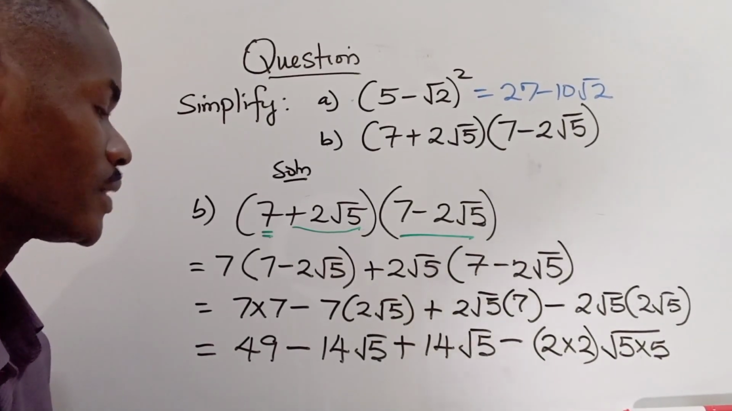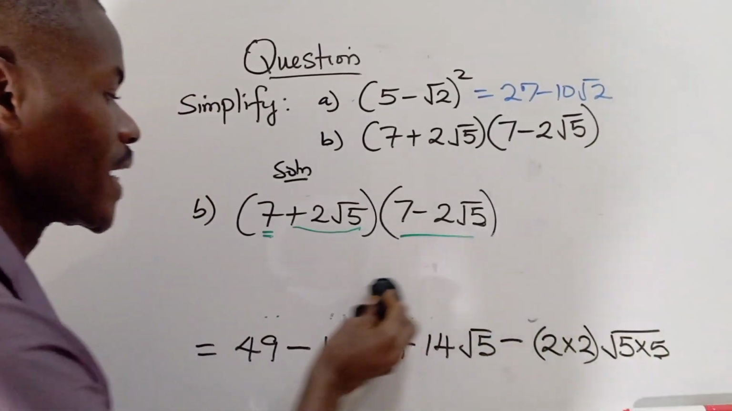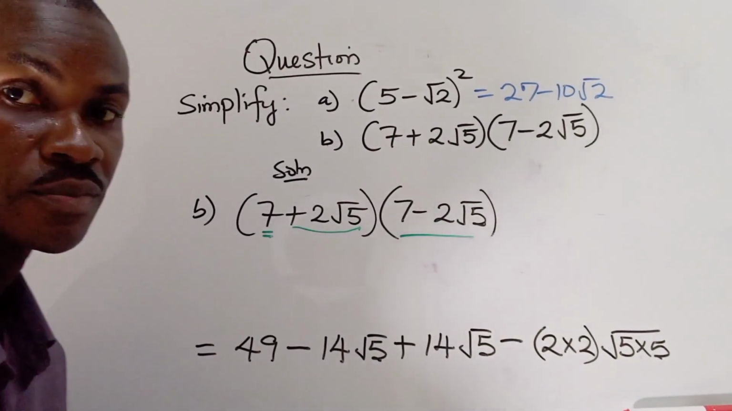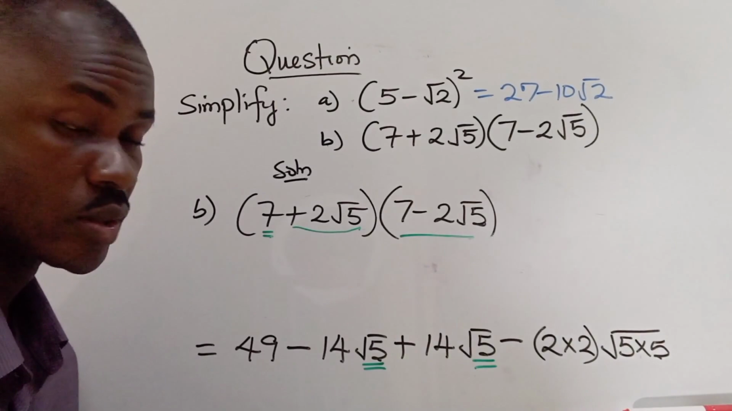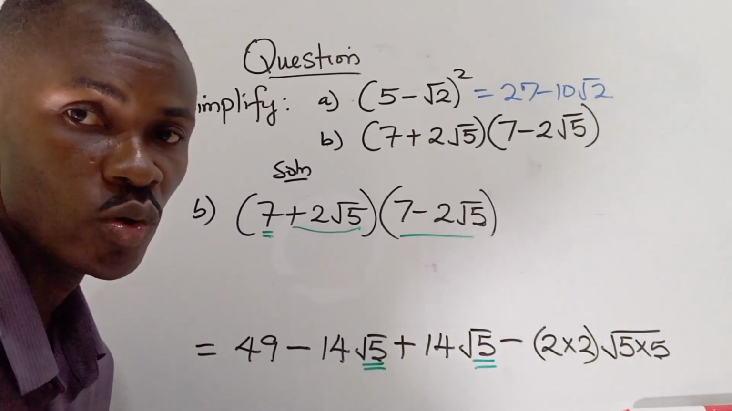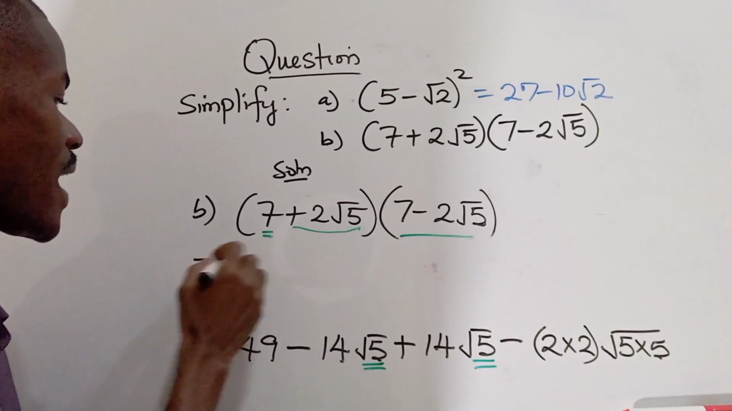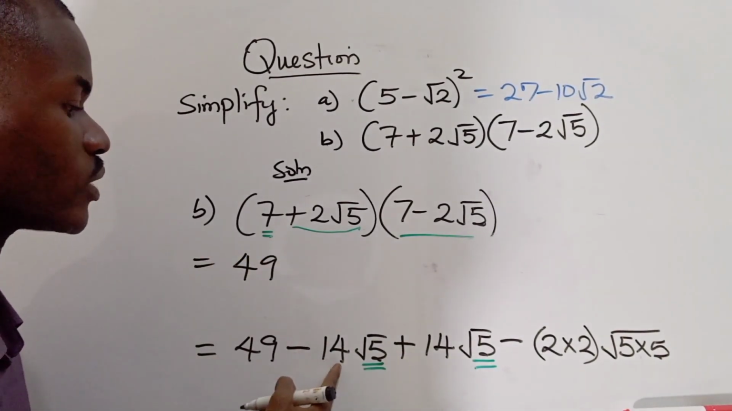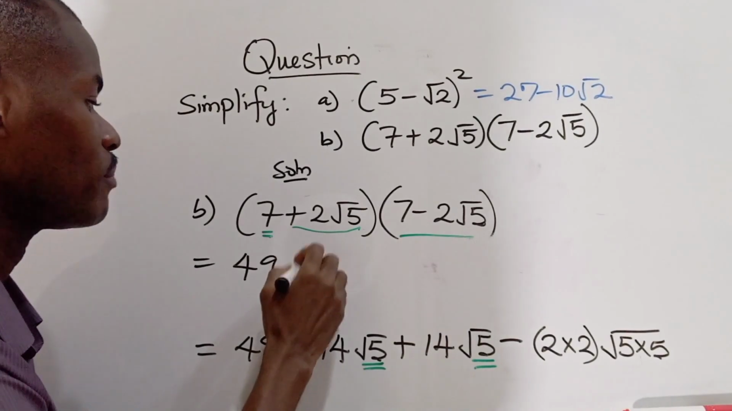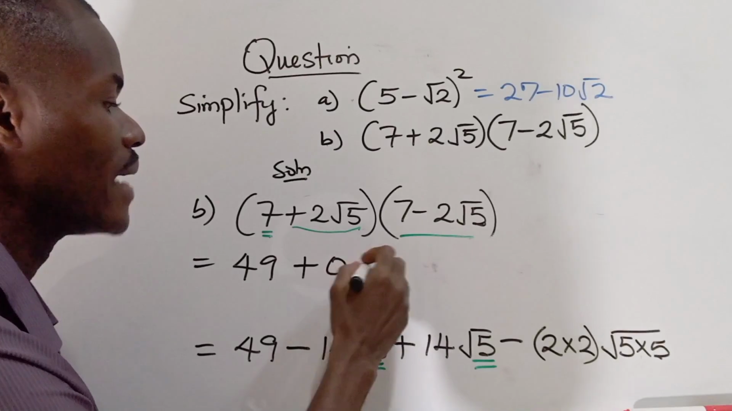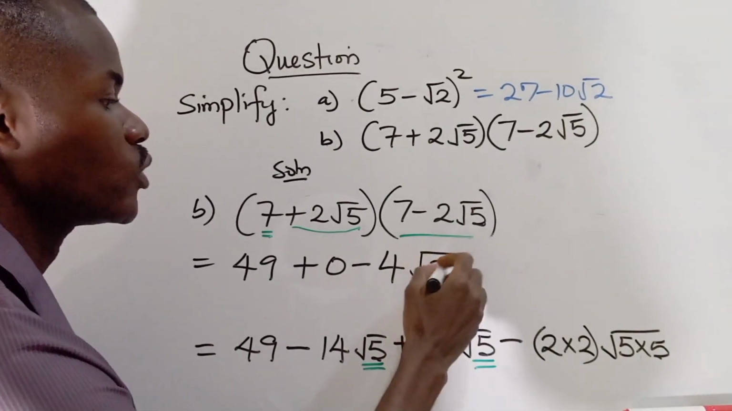We can now solve further. We can observe something in the middle here. What can we observe? We can see that this and this are the same, so we can apply the basic rule of sort. We can actually add or subtract this. So we have our 49. Now minus 14 root 5 plus 14 root 5 is going to give us 0, so we have plus 0. Then minus 2 times 2 is 4, and root 5 times root 5 is 25.